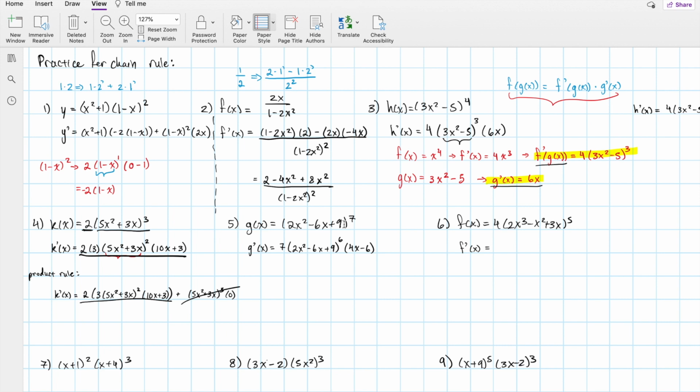Okay, bringing down the exponent, we have 4 and then that 5, so multiplying by 5, times everything that's inside the bracket. So 2x cubed minus x squared plus 3x. 5 minus 1 is 4, that's the exponent. Multiplying by the derivative of what's inside the bracket, so 6x squared minus 2x plus 3, and now you're done.